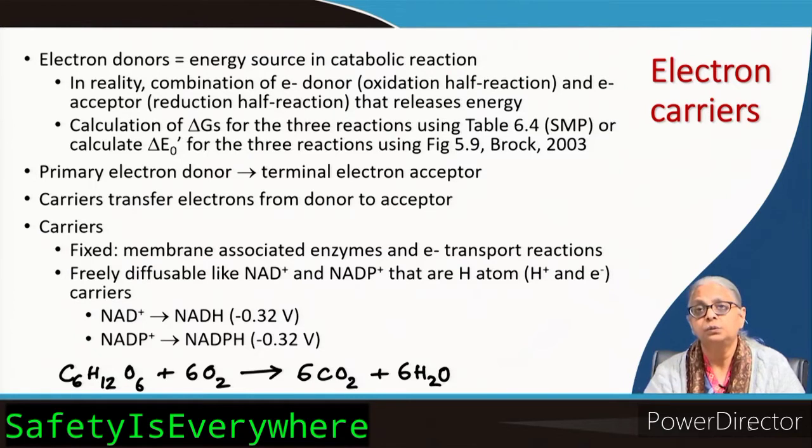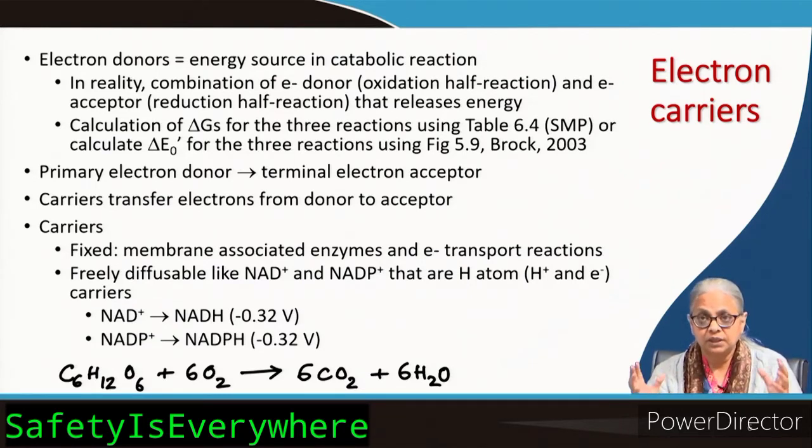What is the compound that has accepted these 24 electrons? After all, they are not floating around. They have been accepted in equal amount. Here we have oxygen, which has an oxidation state of 0, and it has gone to -2 in carbon dioxide and -2 in water as well. So those 24 electrons have been picked up by oxygen in both CO2 as well as in water. So that is our terminal electron acceptor. Oxygen is our terminal electron acceptor and the primary electron donor is glucose.